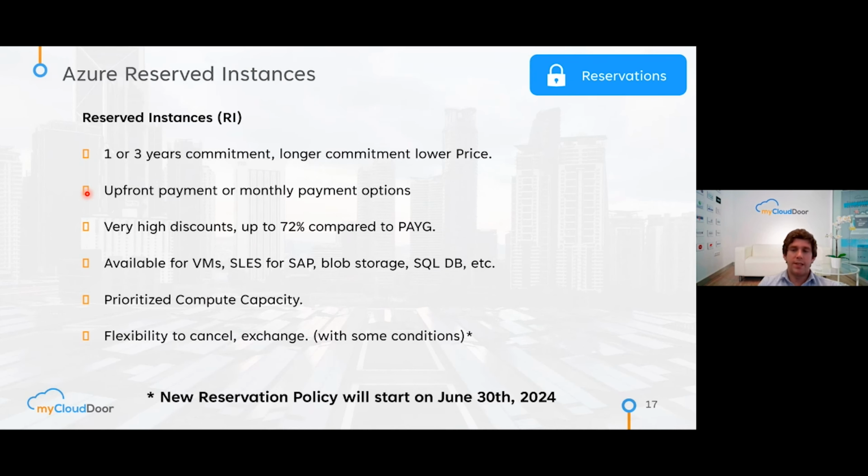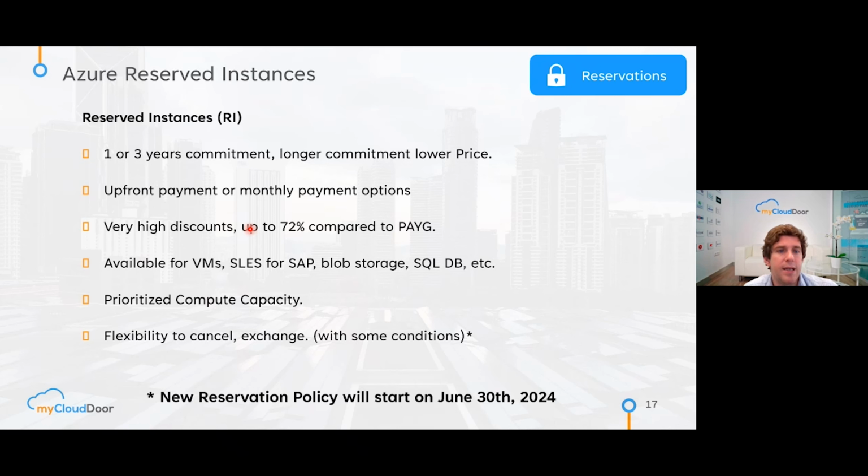Then reservations, which for me is one of the greatest things that the cloud has when talking about cost optimizing. We need to understand that a reservation is a 1 or 3 year commitment. So the longer the commitment, the lower the price. How does it work? I need to acquire a commitment on a specific resource. So imagine I decide that for this VM model in this region, I'm going to commit for 3 years. I will get a very high discount, up to 72%.